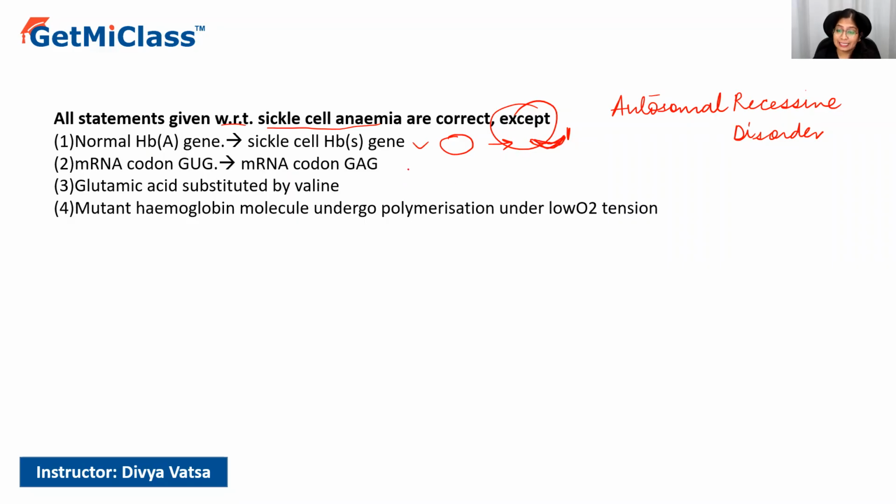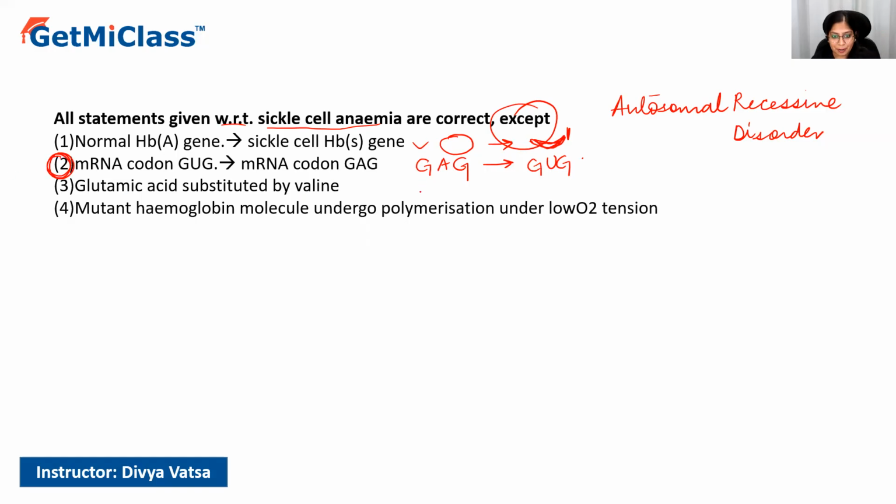Second option: the messenger RNA codon GUG changes to GAG. Does that happen? It's clearly written in NCERT also. We have seen that actually the GAG gets mutated to form GUG. It is vice versa of the option. So this option is incorrect.